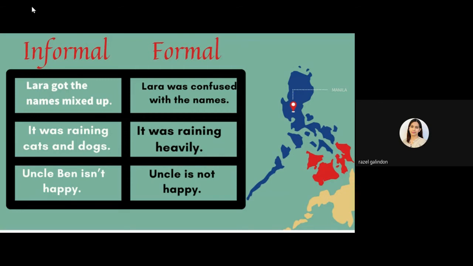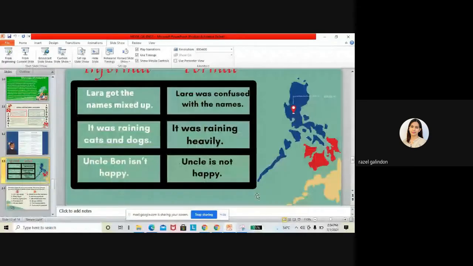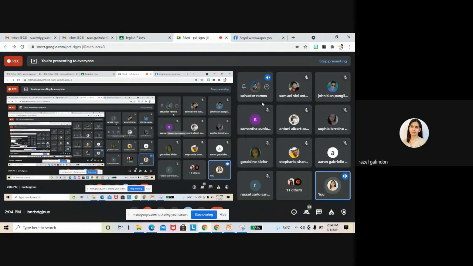So for formal, it should be Uncle Ben is not happy. Okay? So when you are writing an article or an essay or a story which is a requirement in your school, avoid contractions.